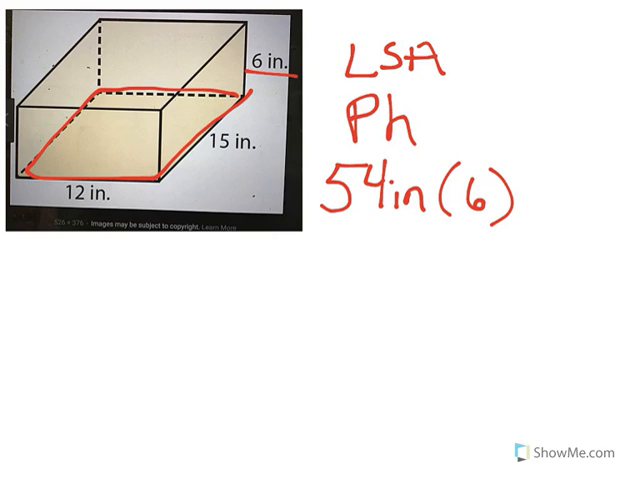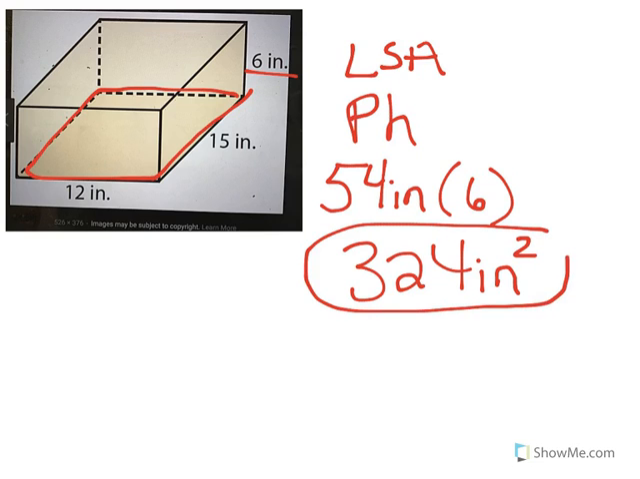And 54 times 6 is 324. Now, since it's surface area, even though it's a lateral surface area, since we're dealing with area, your answer is always in square units, like inches squared. So that's how we find the lateral surface area. Find the perimeter of the bottom shape. They're all rectangles, so it doesn't really matter what we use as the bottom shape, but again, I just used the one they gave me. 12 plus 12 plus 15 plus 15, then multiplied by the height, which was 6, and that gave us our lateral surface area. So let's remember the 324.